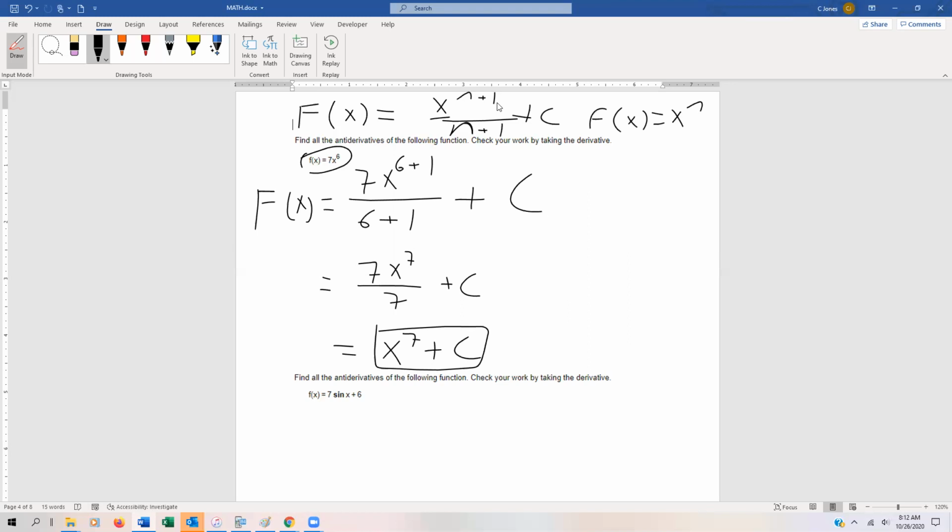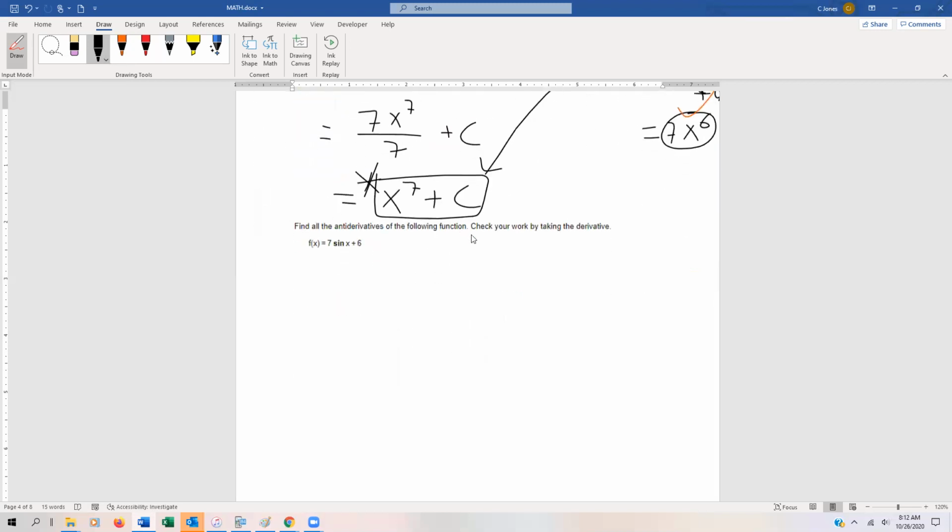How do we check this? Well, we're going to find the derivative of our x to the 7th plus c. And we know that's going to be 7x to the 6th plus 0, because c is a constant, and the derivative of any constant is 0. So that's just 7x to the 6th. And that's the exact same thing that we started with all the way back up here. If those don't match up, that means your antiderivative is incorrect. So this is the antiderivative.